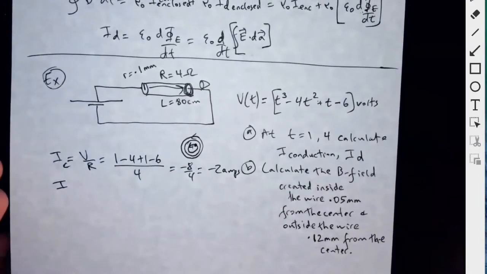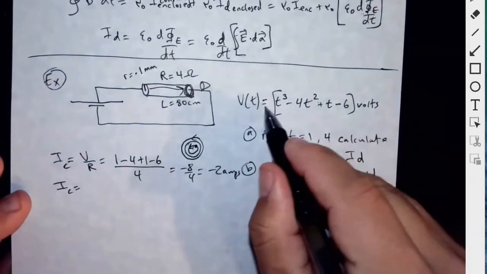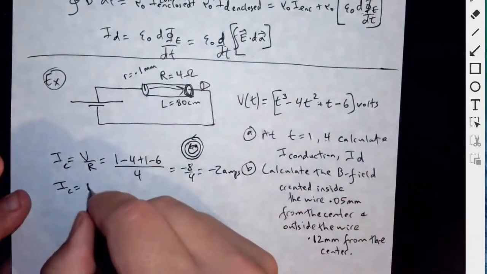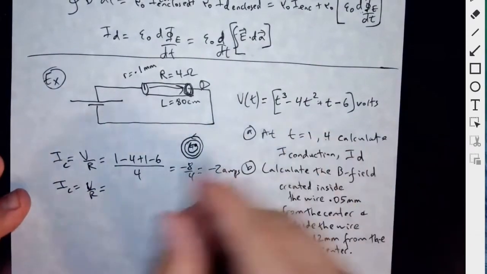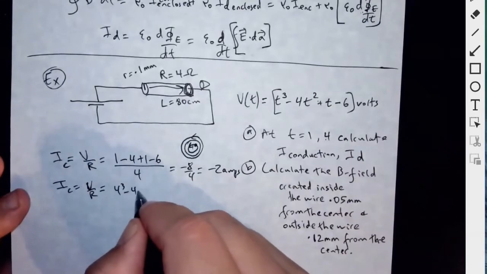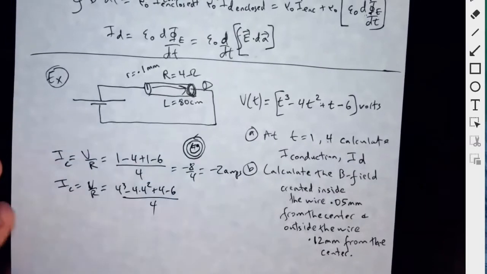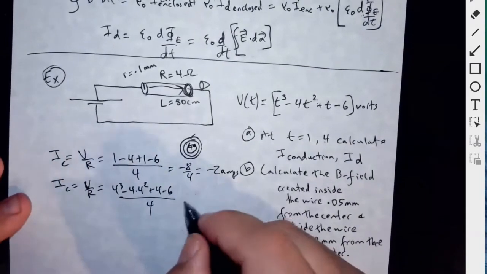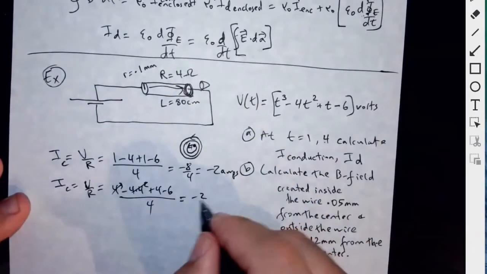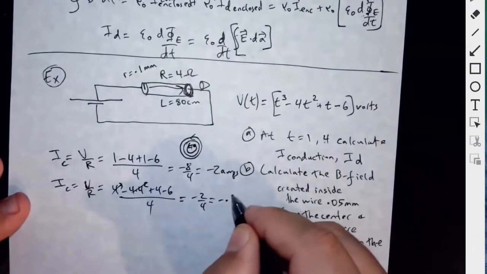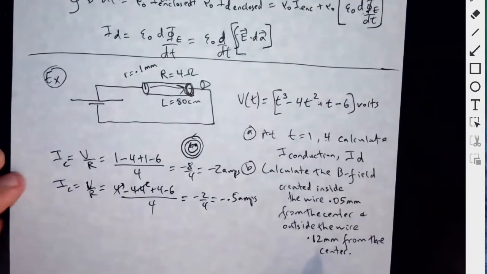And the other one would be at 4 seconds, right? At 4 seconds. So then you have here 4 cubed minus 4 times 4 squared plus 4 minus 6 over 4. A lot of 4s. Oh, that's good. It's canceled. So 4 minus 6, negative 2 over 4, negative 0.5 amps. Okay, so the conduction current is easy to calculate.